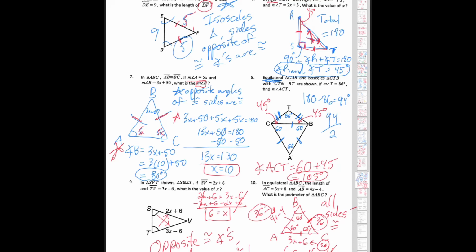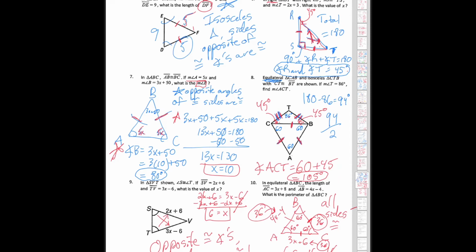So let's take a look at number 8 here. Equilateral triangle for CAB. So that's this bottom triangle here. So CAB is equilateral. That means all sides are congruent and each angle is 60 degrees. We're told that CTB, the top triangle, is isosceles, with CT being congruent to BT. So that means these 2 sides are congruent. So that means these 2 angles are also congruent.